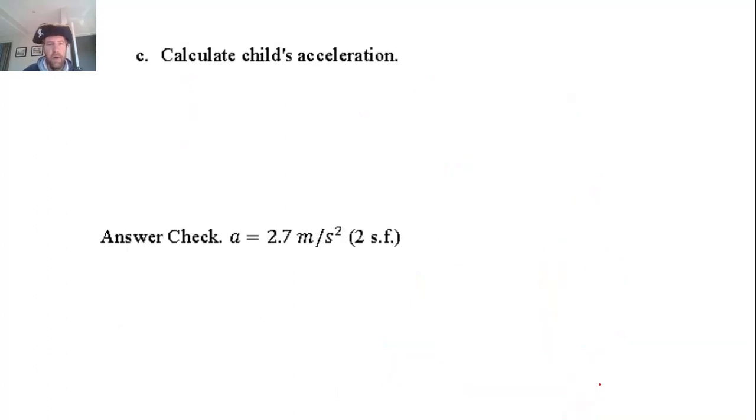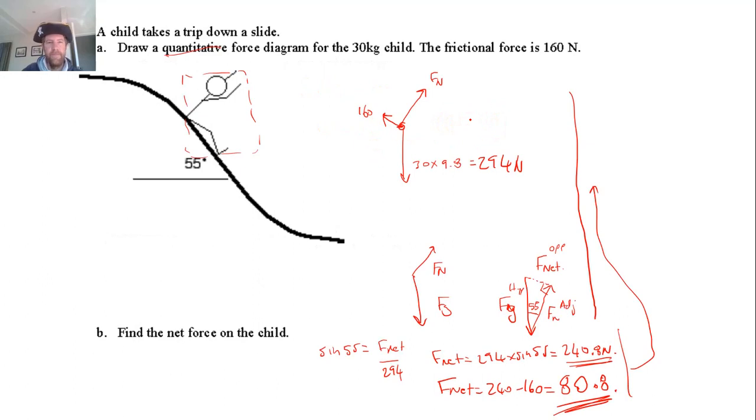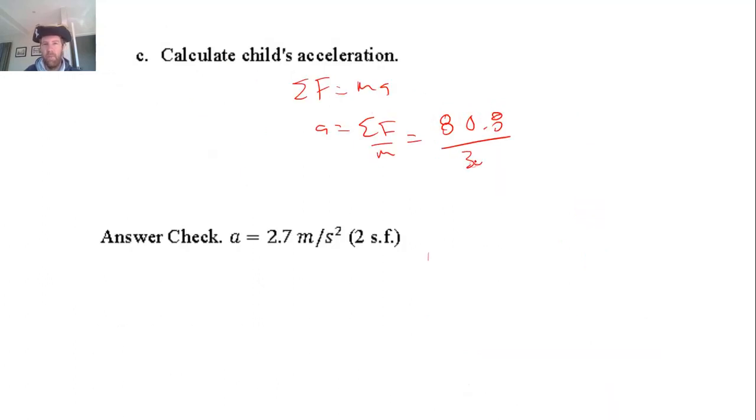Cool. And then the child's acceleration is just net force equals ma, a equals force over m, 80.8 divided by 30 kg, 2.669, which equals 2.7 meters per second squared to two significant figures. Yeah, it's a tough question. It is.